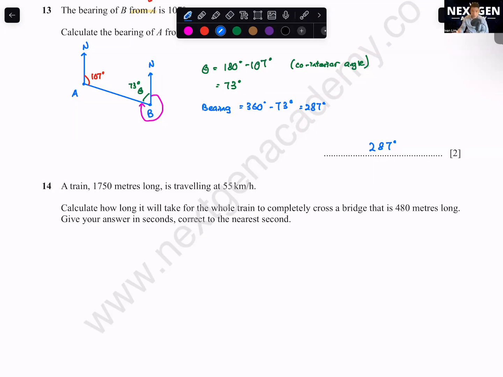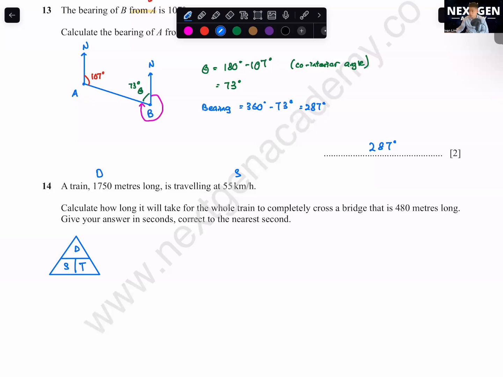Okay, this question has come up numerous times over the many years. How do we understand this part here? Number one, we need to use what formula first? Speed, distance, time. Speed equals distance over time. What is given to us? Distance, speed. But look at the question. They say, how long will it take for the whole train to completely cross a bridge that is 480 meters long? So what is my distance here actually?